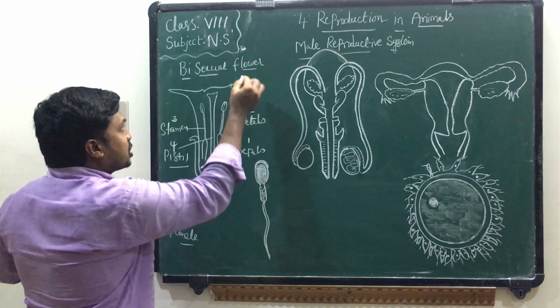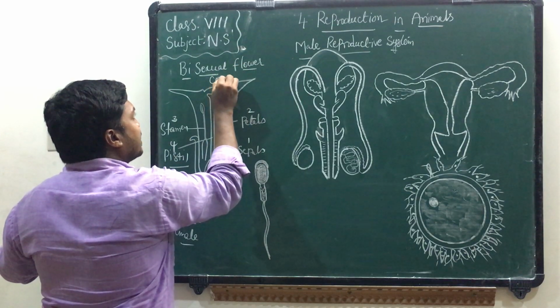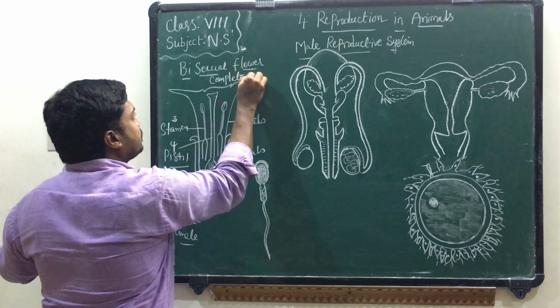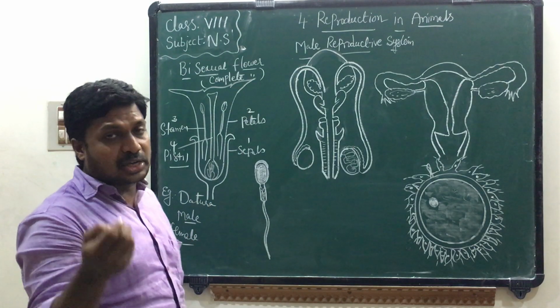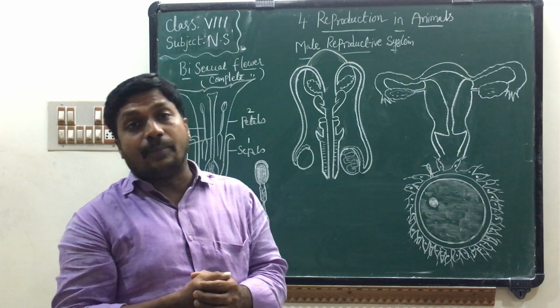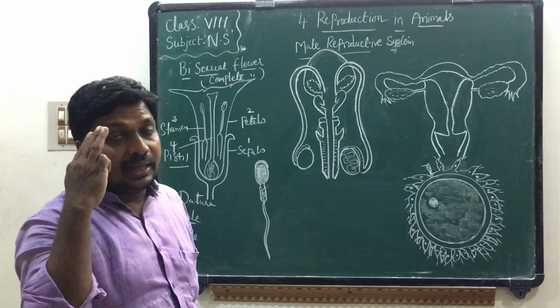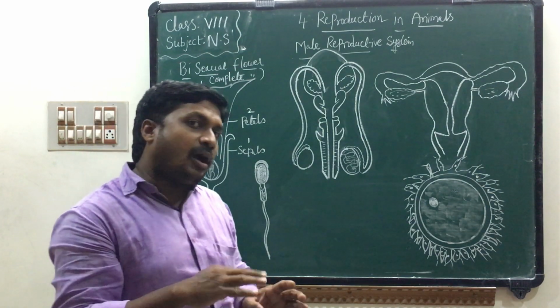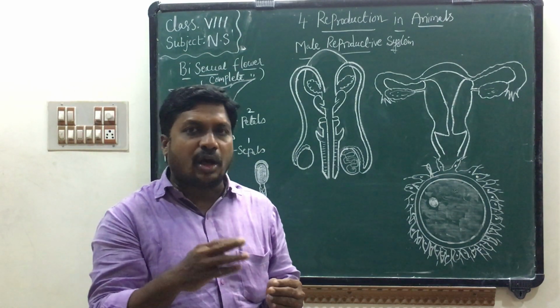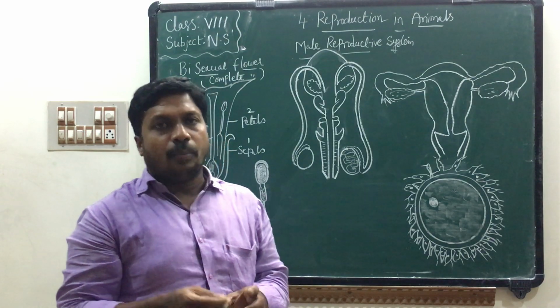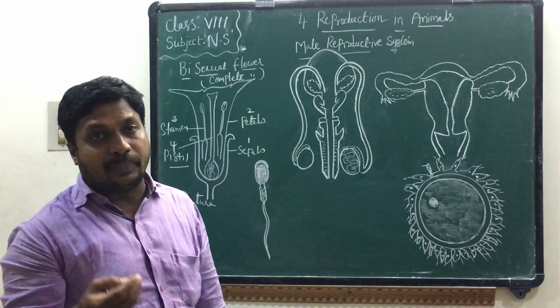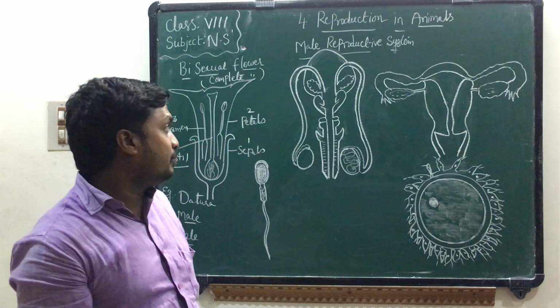So, bisexual flowers are also called complete flowers. Unisexual flowers are incomplete flowers. Why? Because they have only 3 parts, either male or female part, either stamens or pistil. Example, bottle gourd, bitter gourd, ribbed gourd, snake gourd, etc.